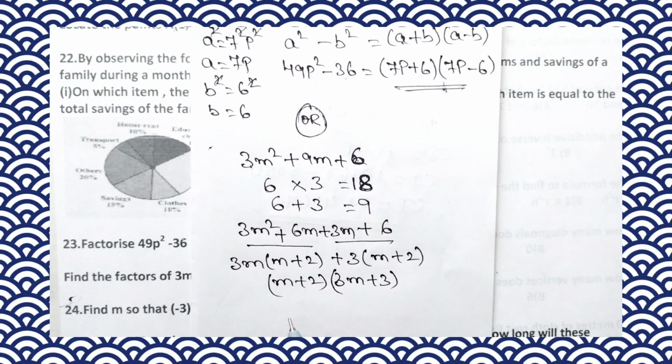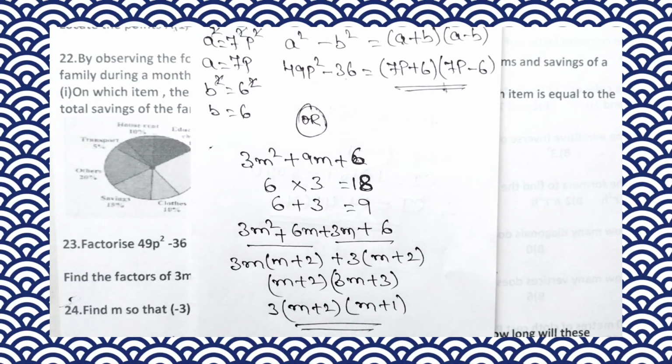So now m plus 2 into, here you can take 3 as common. If I take 3 as common here, what is the remaining? m plus 1. Therefore, the factors are 3 into m plus 2 into m plus 1. So this is the answer for this question.